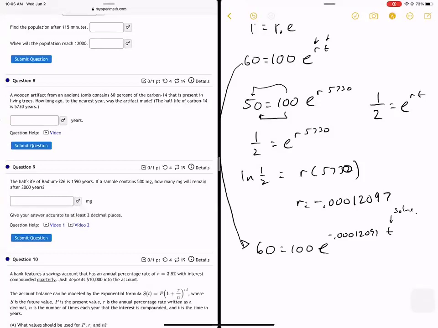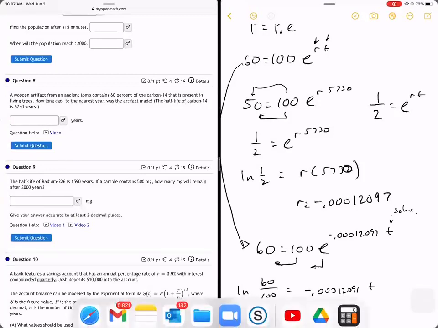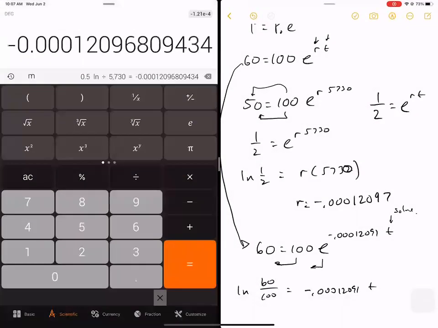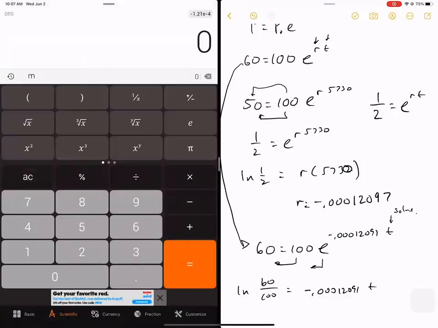Then it goes back to every other problem that we've done so far. We divide by the 100, and then we're going to get rid of the natural log. 60 over 100, natural log of both sides is equal to negative 0.0001209 t. So I'm going to type this in my calculator before I divide over the decimal here. But 60 divided by 100 is 0.6. We're going to natural log that.